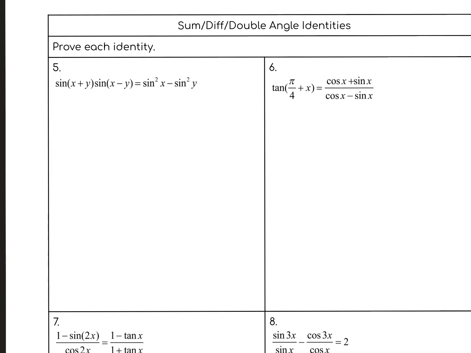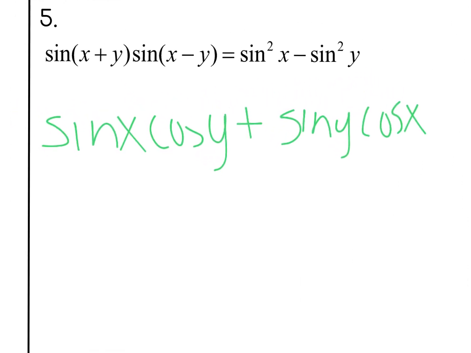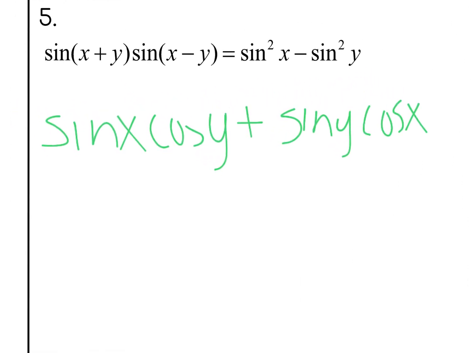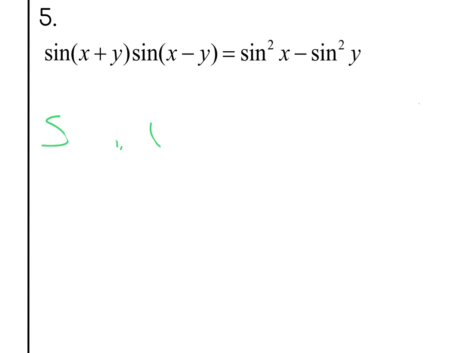Prove each identity. Okay. So sine x cosine y plus sine y cosine x. Okay, this was a terrible idea. I need more space. And then I'm going to have the same thing, but with a minus in between. So that's like a difference of squares thing. So let's see what we got.